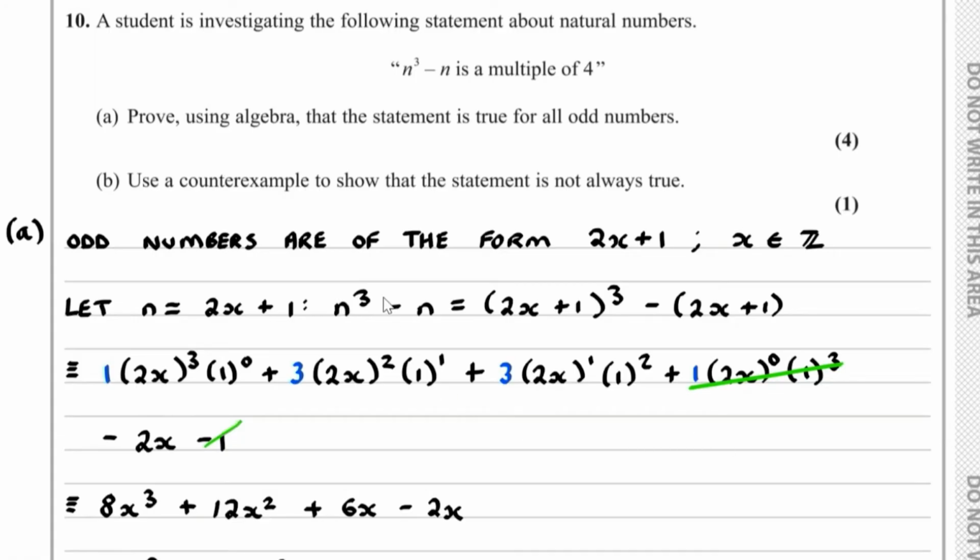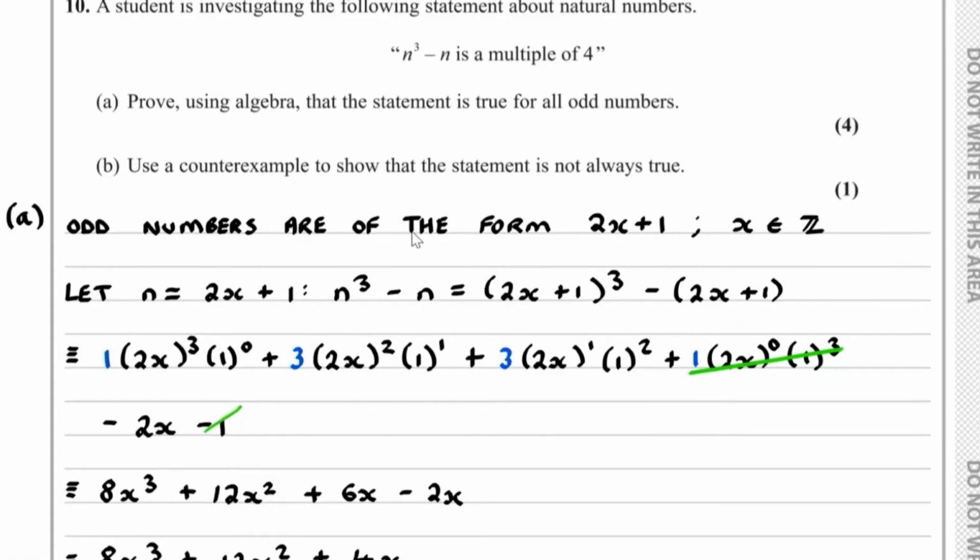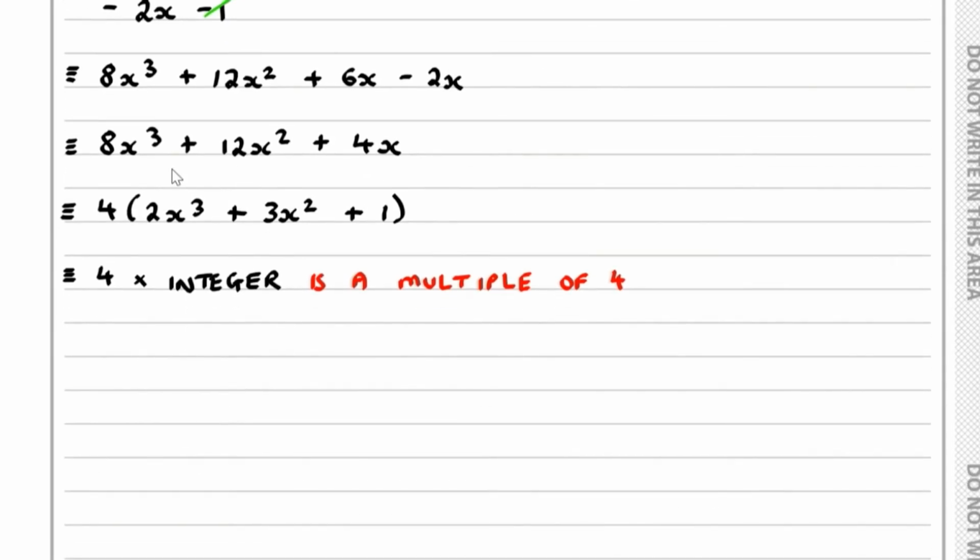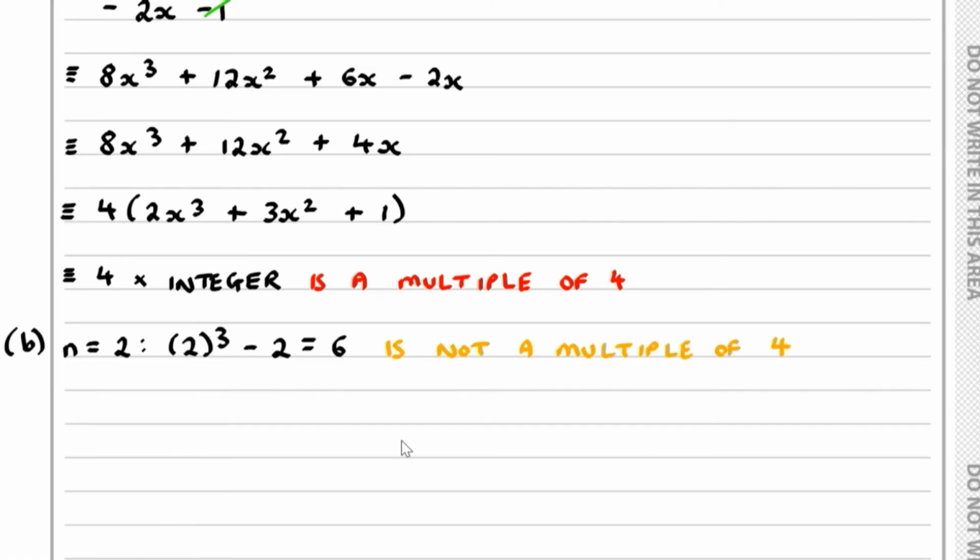And now for part B, we have to use a counterexample to show that the statement is not always true. Well, we can use any integer. For example, what would happen when n is equal to 2? Well, we would have 2 cubed minus 2, which is equal to 6. And 6 is not a multiple of 4. So therefore, this entire statement is sometimes true.